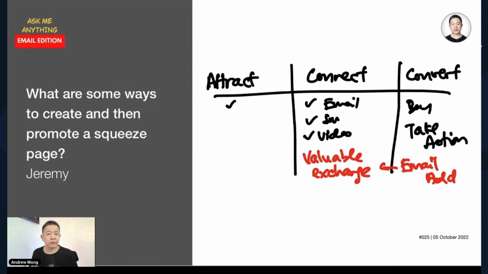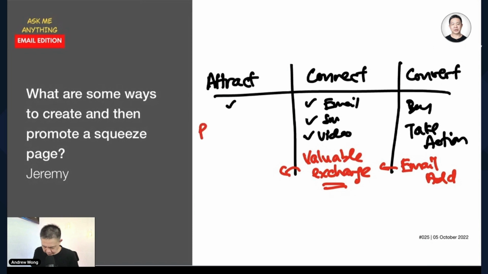Now, in order for them to be able to exchange or give you their email address, you got to give them or promise them something valuable to them and not to you, right? And something that is important for them, okay? So, in order for this to happen, what do you need to do?